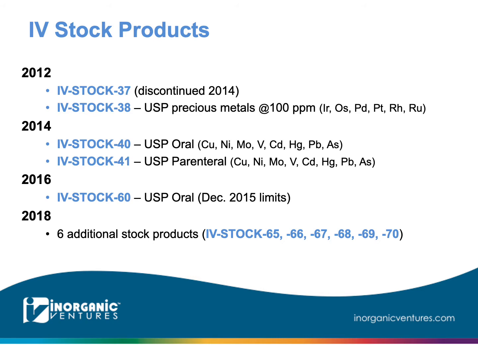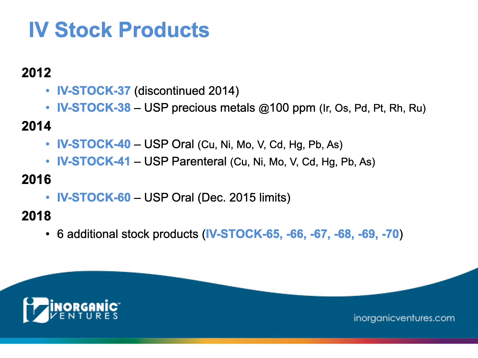With regard to the initial stock product offerings Inorganic Ventures produced when USP was originally proposed, this product list grew and evolved over several years to meet customer requests. And as time passed and the USP limits changed, we responded with new stock products accordingly. It was during this evolution that we began to develop an appreciation for the significant variability in what reference material users were looking for with respect to complying with impurity testing directives.